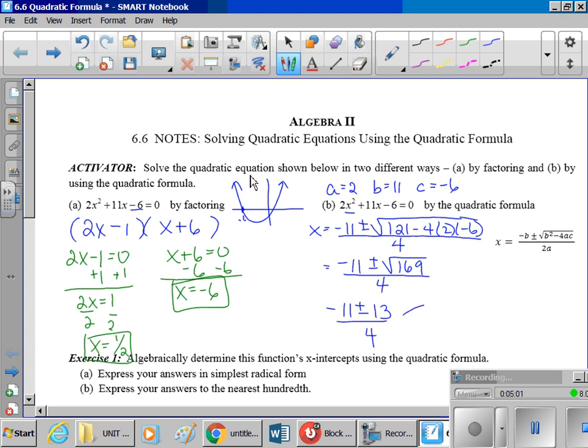So my answers are going to be negative 11 plus 13 over 4 and negative 11 minus 13 over 4. So the answers turn out to be, obviously, negative 6 is down here because it's negative 24 divided by 4, and here's our 1/2. Okay, so we get 2 over 4. Same answers, two different ways to do it. We could even spend a little bit more time and complete the square and show you how to do that, still get you the same answers.